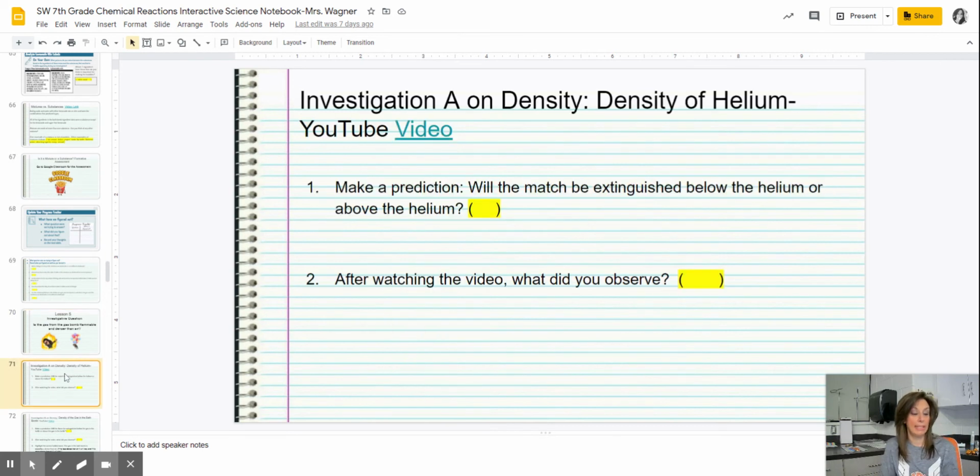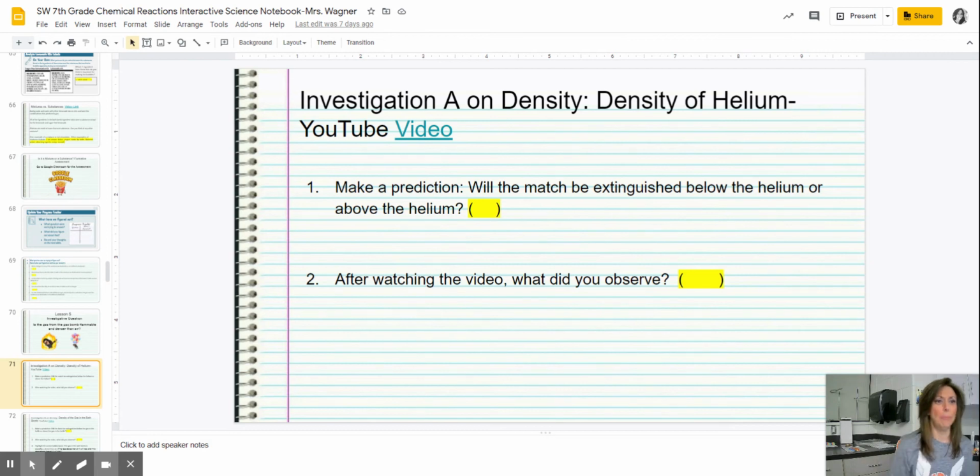So in slide 71, there is a video. The first investigation is on density. And you're going to look at density of helium. So that's just a gas, okay? We're taking a look at the density of helium and seeing what's going to happen with the helium.